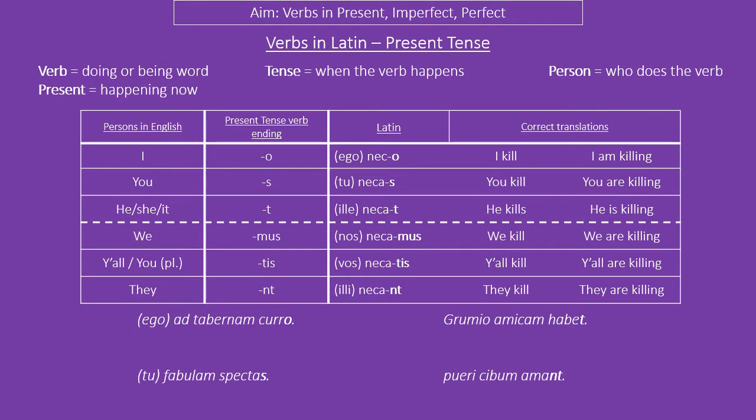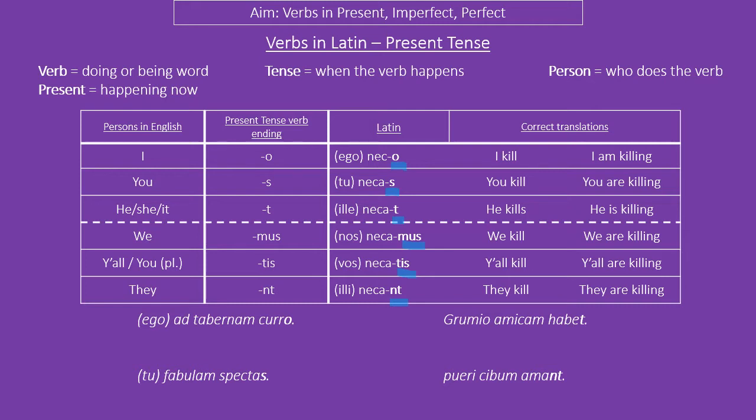In Latin, rather than using just a word in front to express who is doing it, we change the ending of the word. So we can see here that this word neco, which has a basic meaning of kill, has got 6 different endings here to match with the 6 different persons. So neco, necas, necat, necamus, necatis, necant, being I kill, you kill, he kills, we kill, y'all kill, and they kill. Quite a lot. And I've got some translations we can see down here.